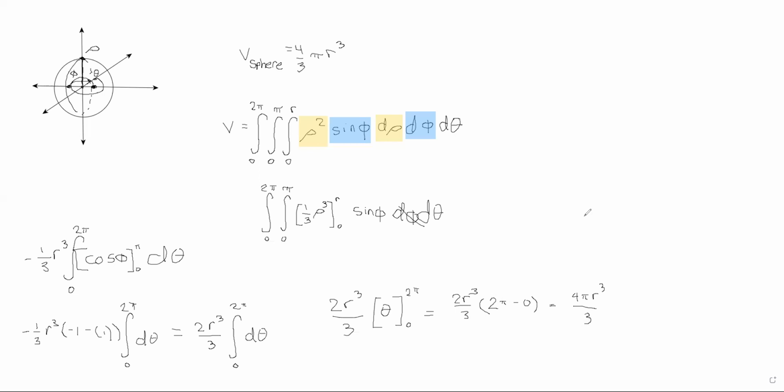So pretty exciting stuff. If you ever wondered where the volume of a sphere comes from, it comes from a 3D integral. It came from doing a multiple integral of a vector function across 3 spherical dimensions. We have a rho, we have a phi, and we have a theta.